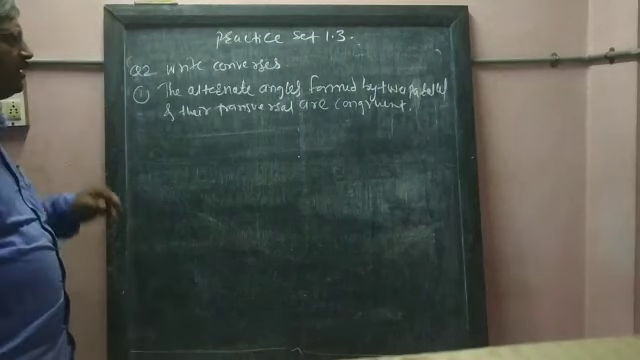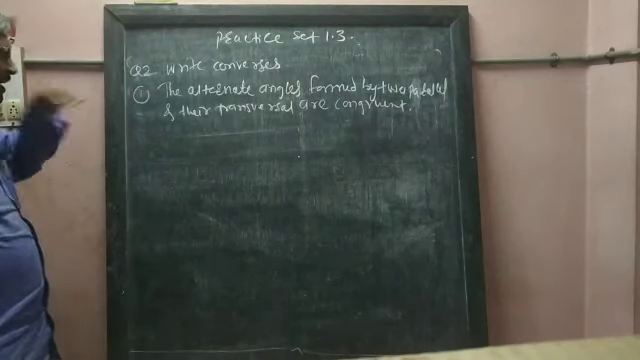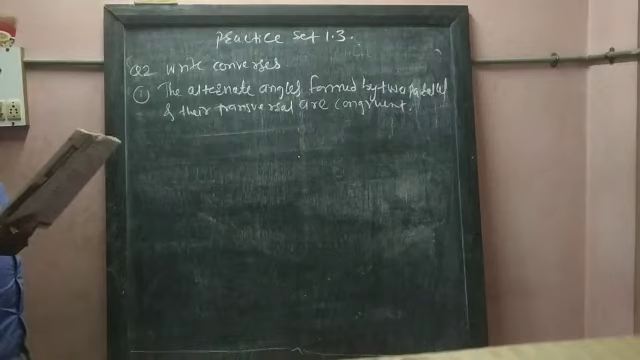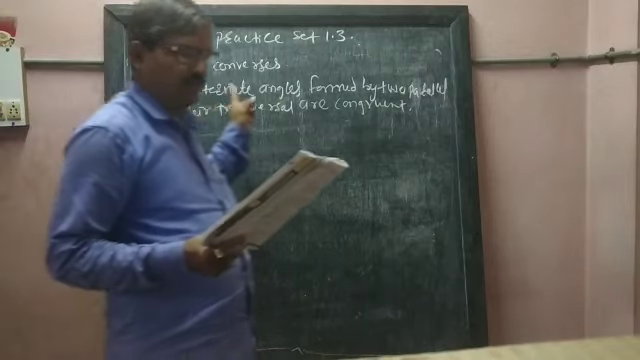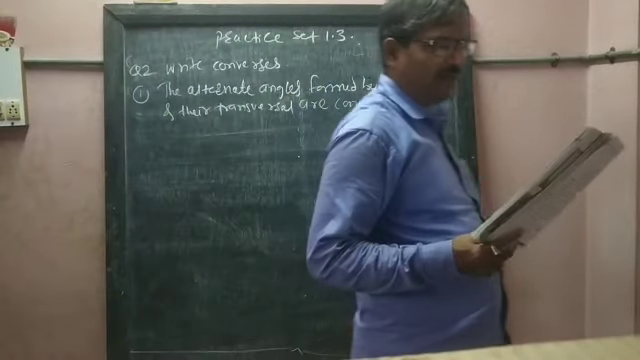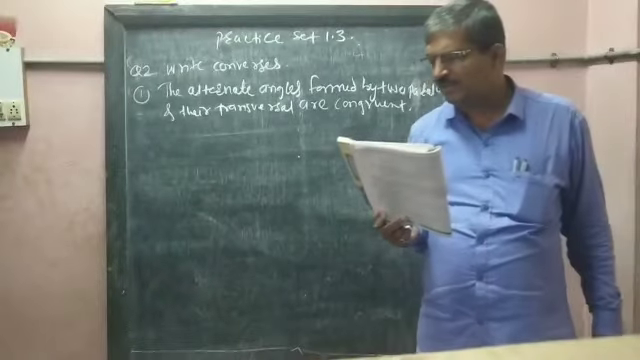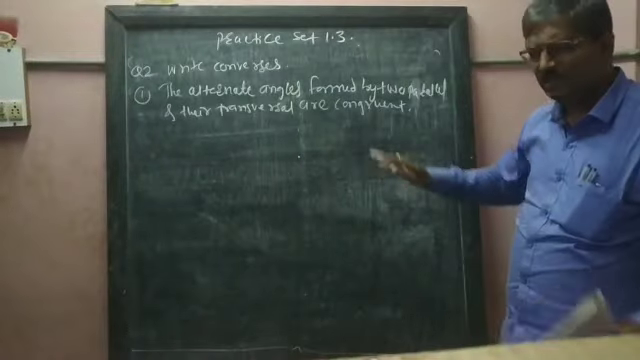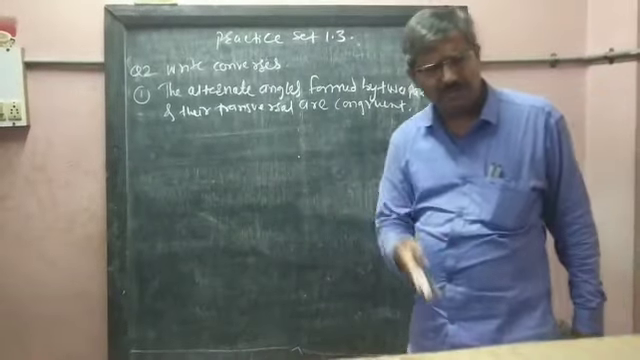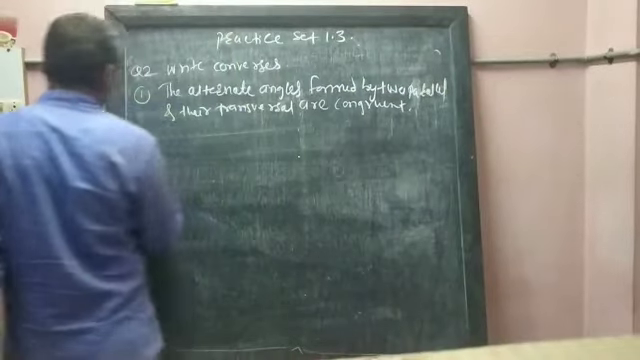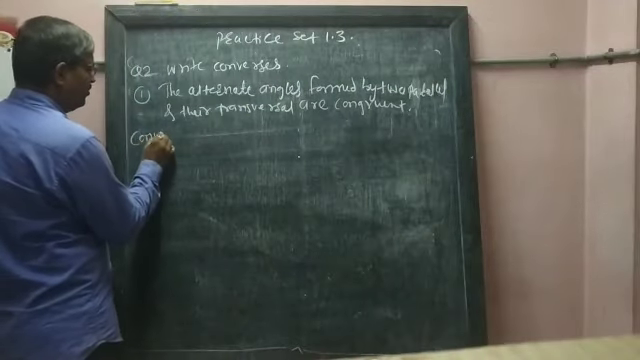The alternate angles formed by two parallel lines and the transversal are congruent. Check. This is a statement. We have to write its converse. How will you write the converse? Here, I am going to tell you.